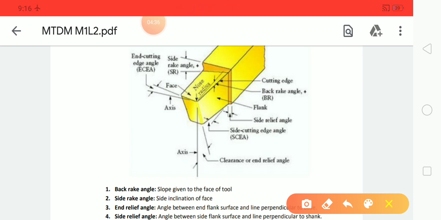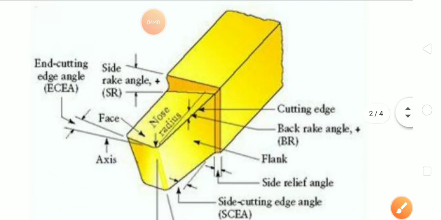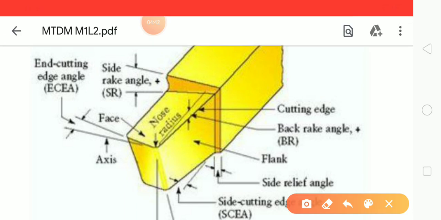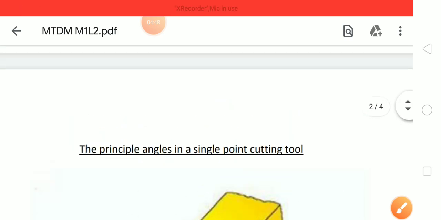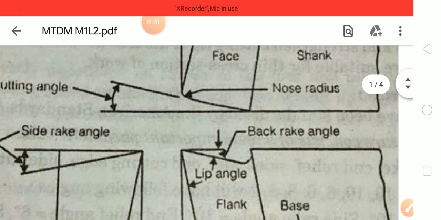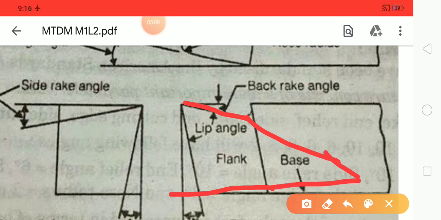The first angle is the back rake angle. Here you know that this is the face, and this face has some slope to the ground. In this figure you can clearly see that this face is making some angle to the ground, along this line. So that is the rake angle.